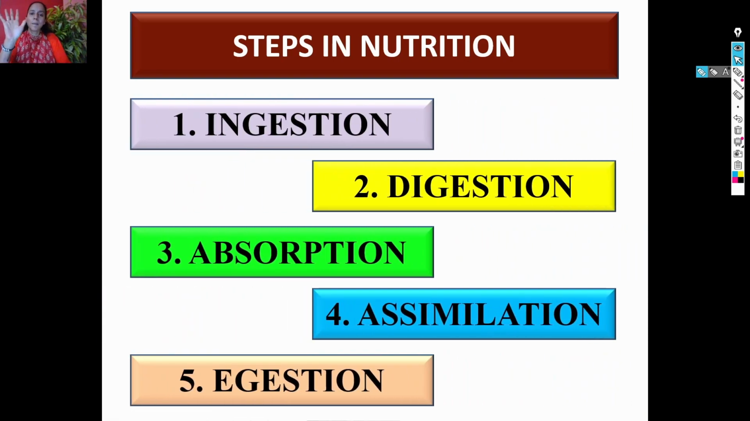Viewers, we have 5 steps in nutrition, and these are: first one is ingestion, second is digestion, third is absorption, fourth is assimilation, and fifth is egestion. I'm going to cover the meaning of all these steps in detail, and we are starting up with first term, ingestion.